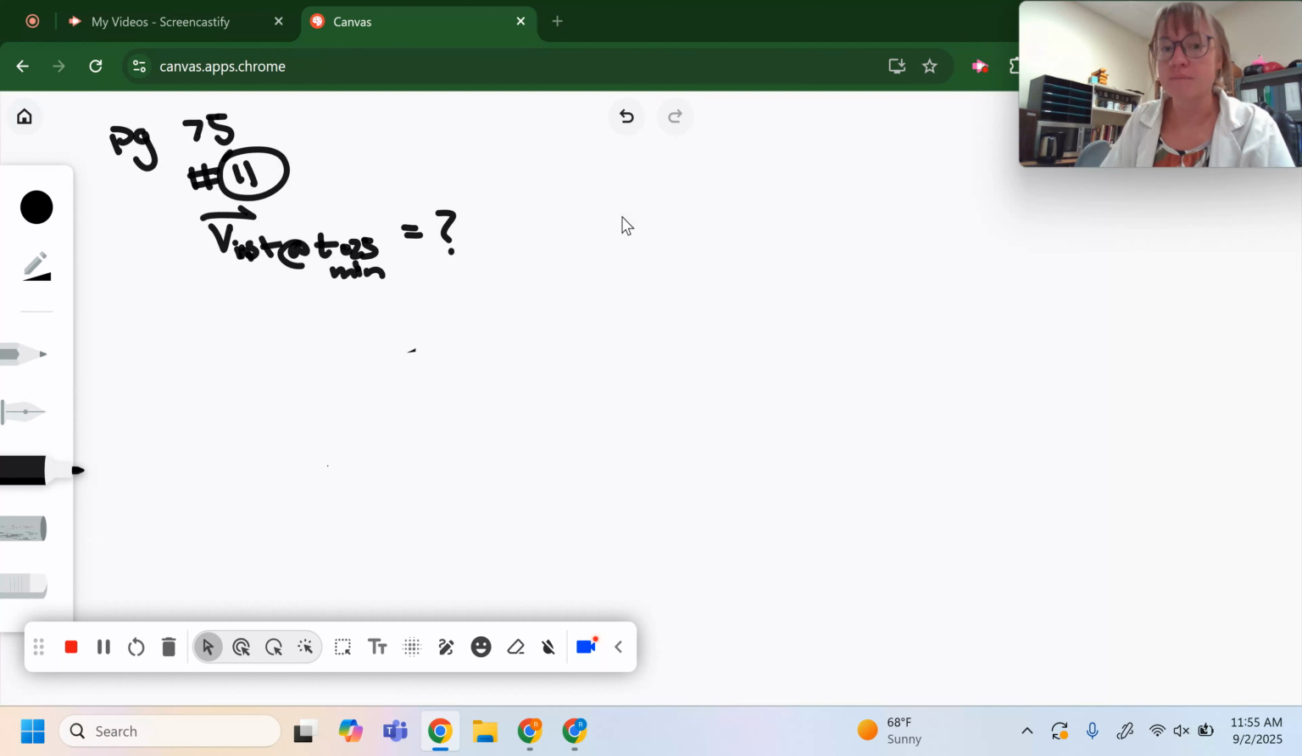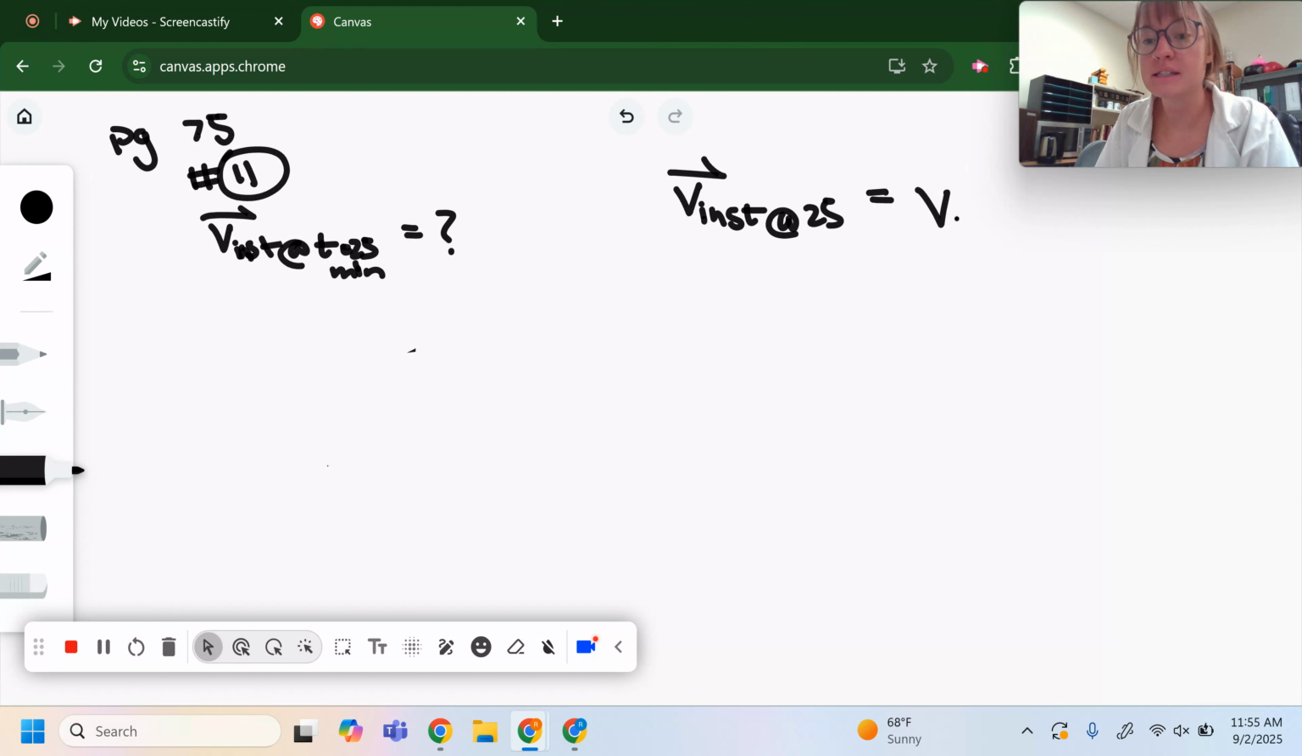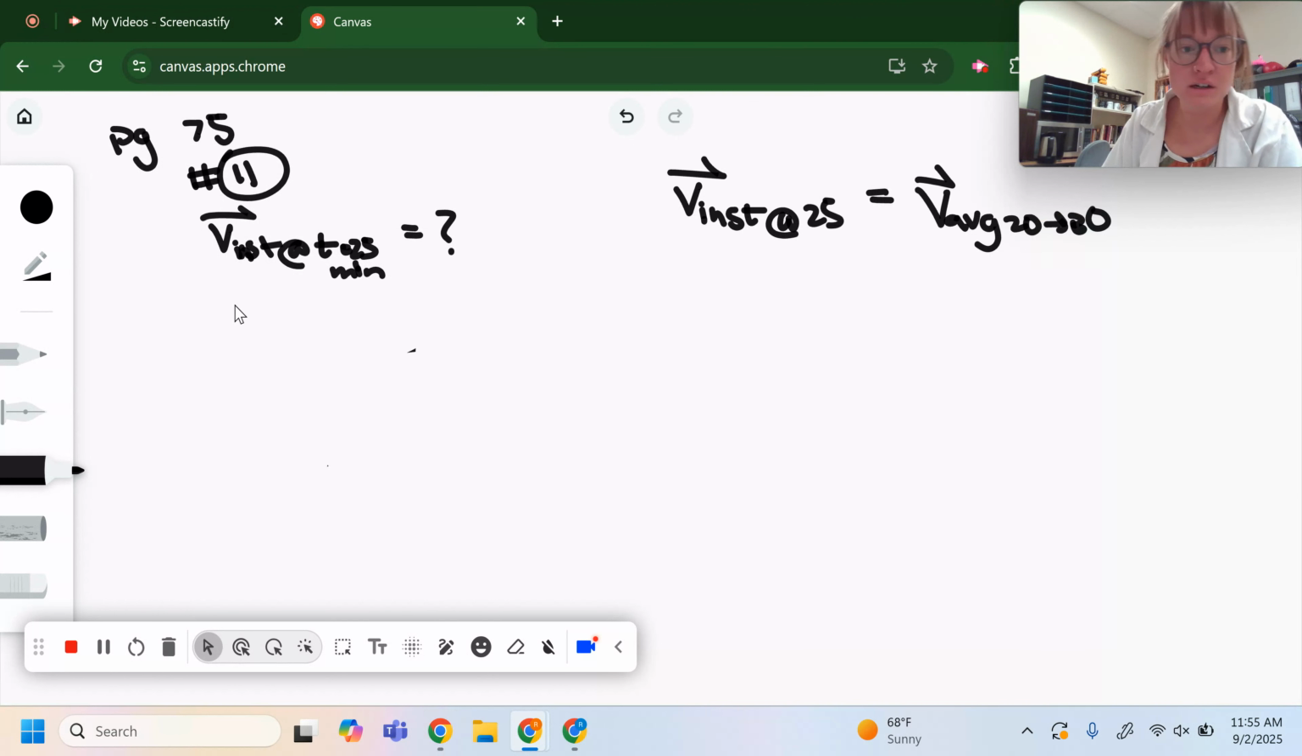So here's what I make them do. I say, students, before you do any work, you have to say that the instantaneous velocity at 25 minutes is equal to the average velocity, which is the slope, over the interval of 20 minutes to 30 minutes. When students write down this step, then they know what to do. And so I always say you're going to start with that step. Once you do that, now we're going to find our knowns and unknowns.